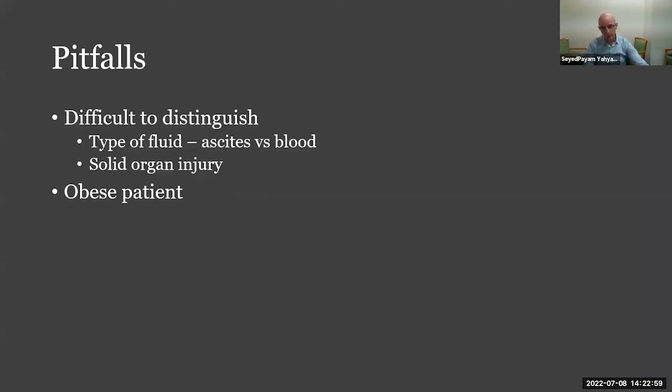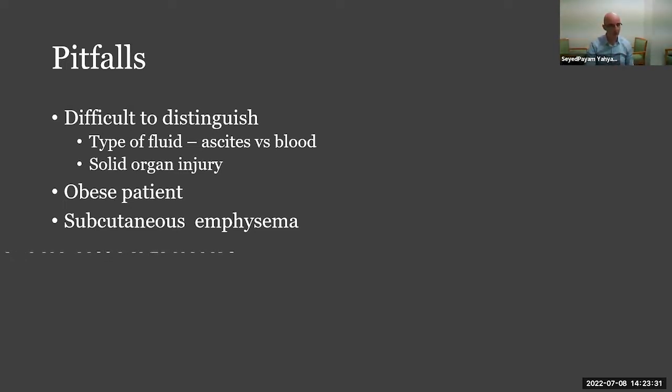The other thing is that in patients with high BMI, it might not be easy to get diagnostic images. So we might not be able to comment on the images that we get. And if there is surgical emphysema, that can interfere significantly with the quality of the images. So we might not be able to pass through it to see what we need to see to be able to comment whether it's a positive EFAST or a negative one.